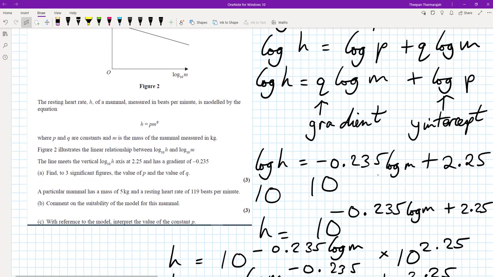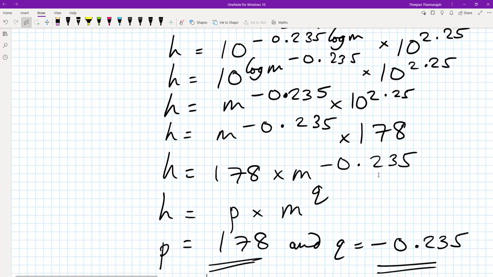So the next part of the question states, a particular mammal has a mass of 5 kg and a resting heart rate of 119 beats per minute. Comment on the suitability of the model for this mammal for 3 marks. And with reference to the model, interpret the value of the constant p.